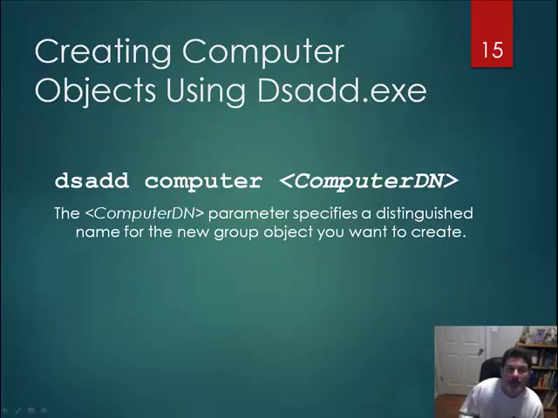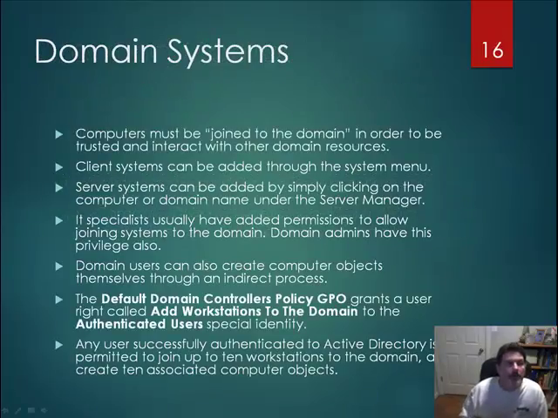There's also the ability to create computer objects using the DSAdd command. What you see here, DSAdd computer, and then have the computer's DN structure associated with it. That parameter is going to specify the distinguished name for the new computer object you want to create. So I can use the DSAdd command just like I can for creating new users to add new computers to the network.